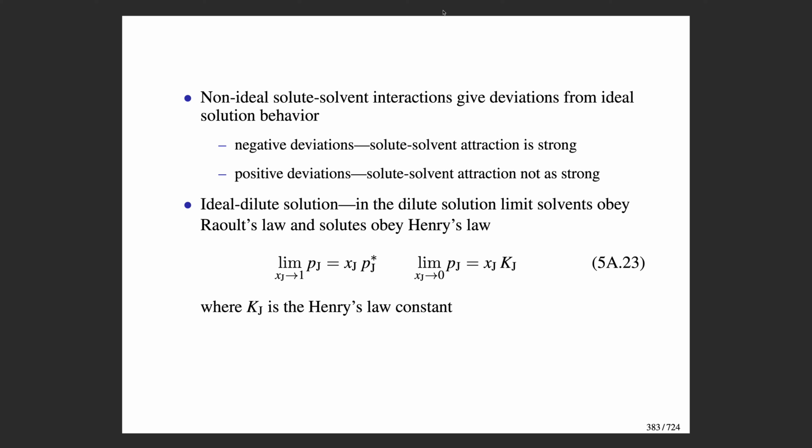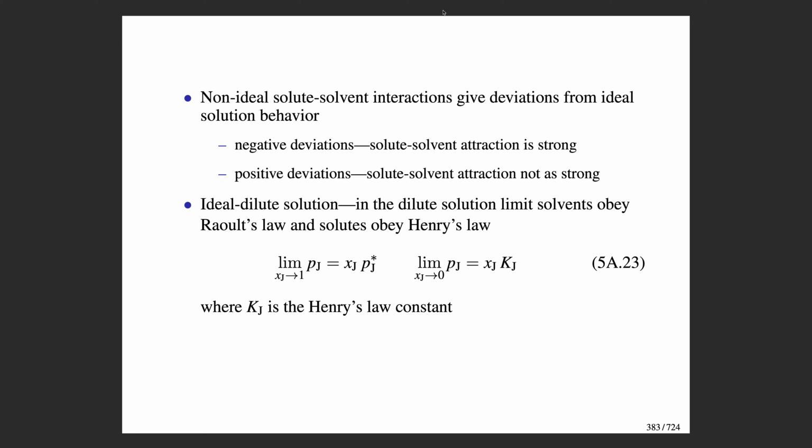We can talk in terms of negative deviations and positive deviations. This graph is an example of a positive deviation from Raoult's law. So here we've got a solution of carbon disulfide and acetone. So this is the vapor pressure of acetone in solution.